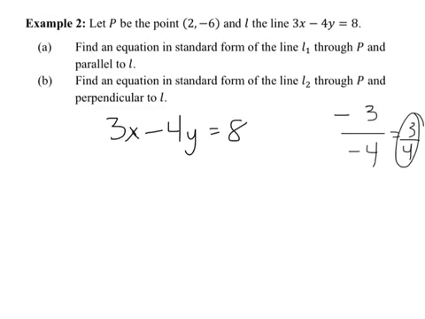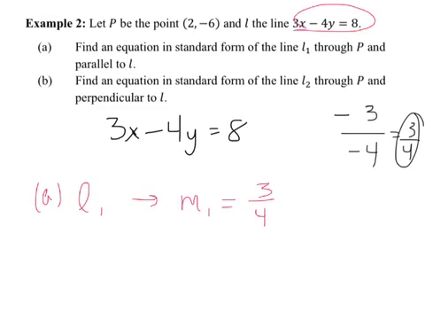So now I've got the slope of our original line up here. We know that L1 is going to be parallel to that. So let's write down some things. For L1, we know that the slope, m1, is going to be 3/4. It's got to be parallel. But for L2, we know it's going to be negative 4/3, the negative reciprocal, because in L2 here, we're looking for a line that is perpendicular.